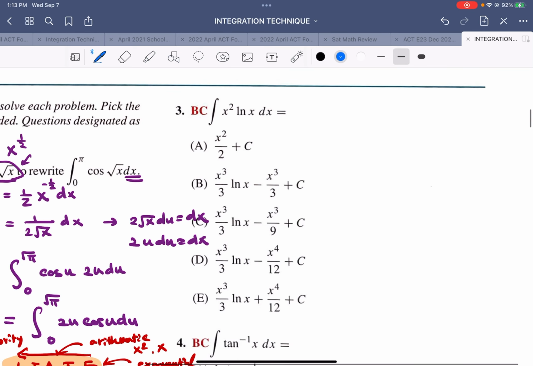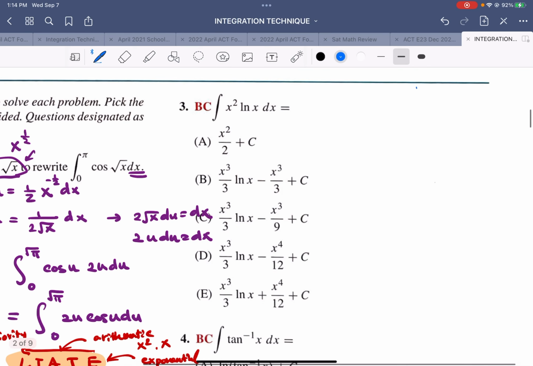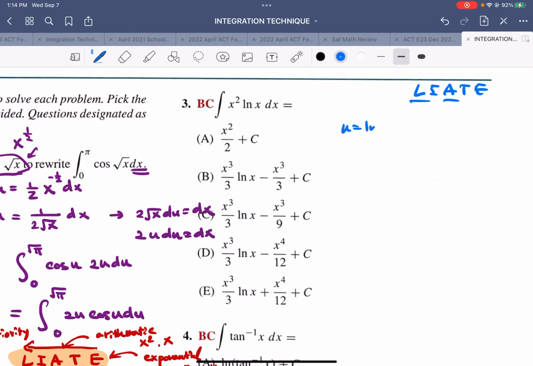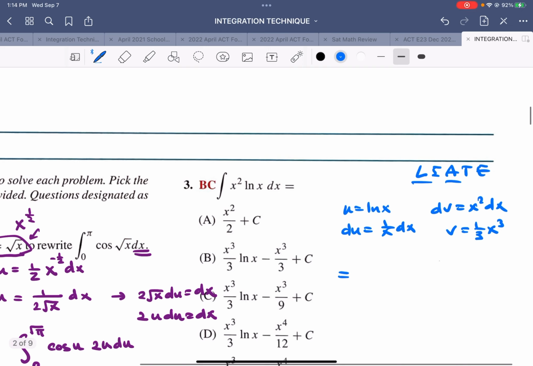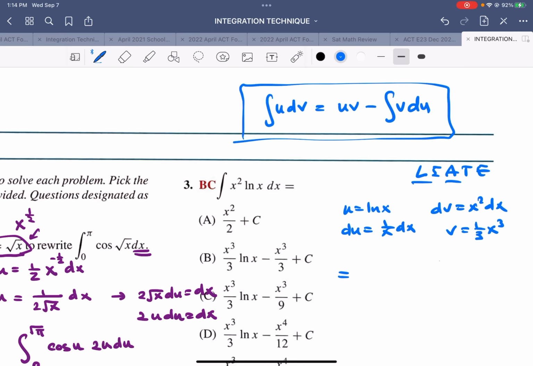Now number 3. Again, if you consider Riyadh, arithmetic and logarithm, logarithm comes first. So u is ln x, and dv is x squared dx. So du is 1/x dx, and v is, using the power rule, 1/3 x cubed. If you consider integration by parts, let me write it down: integral u dv equals uv minus integral v du. That one is integration by parts.